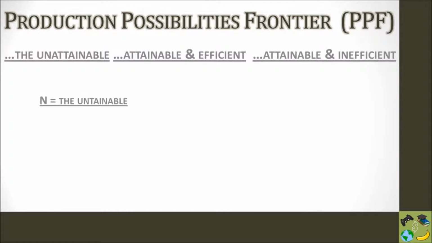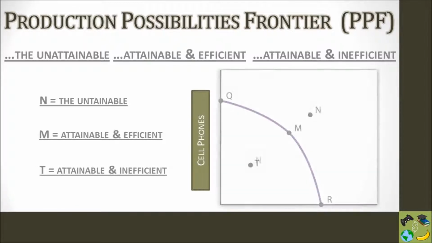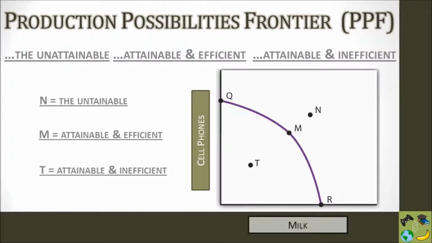In this example, we have a simple country that has to decide between producing cell phones or milk. If you take a look at the graph to the right, you'll notice that point N is outside of the PPF, which happens to be the purple convex line. Point N is an unattainable combination of cell phones and milk.